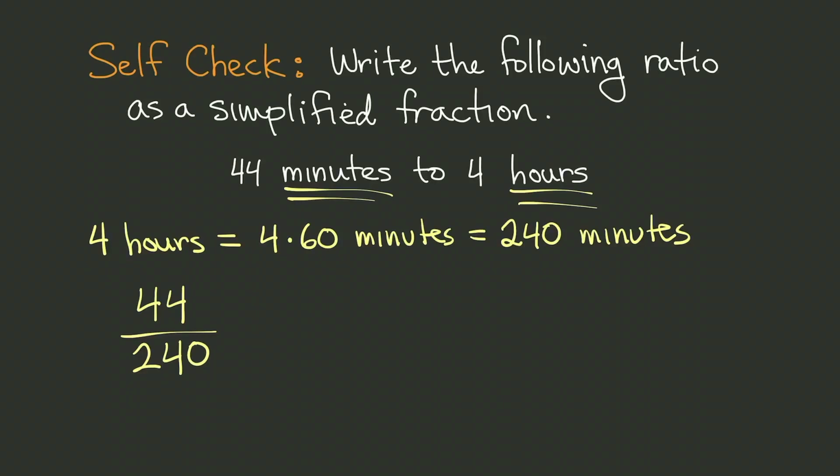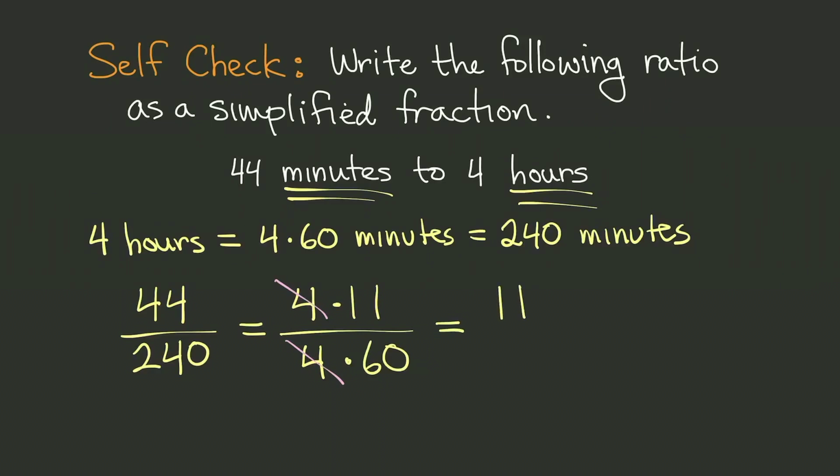Now, I can factor the top, or the numerator, as 4 times 11. And the denominator is also divisible by 4. I could write that as 4 times 60. So now I can cancel those 4's. That leaves me with 11 over 60. Now 11 is a prime number, and it does not divide 60, and so we can't simplify this any further.